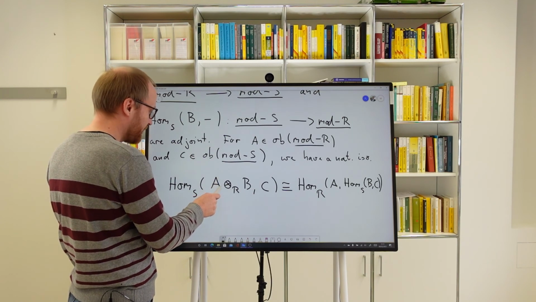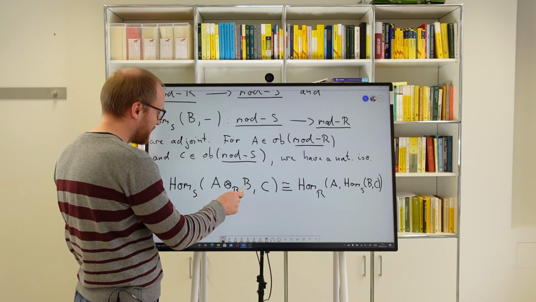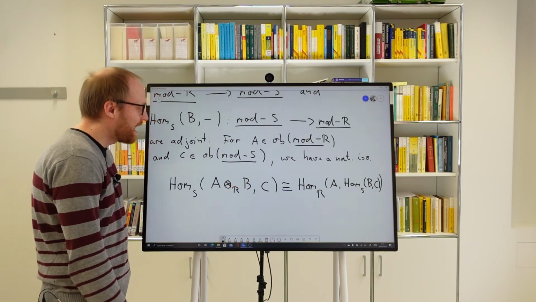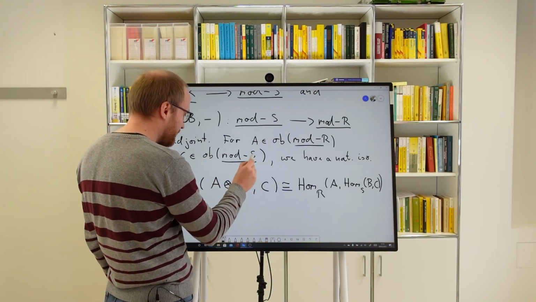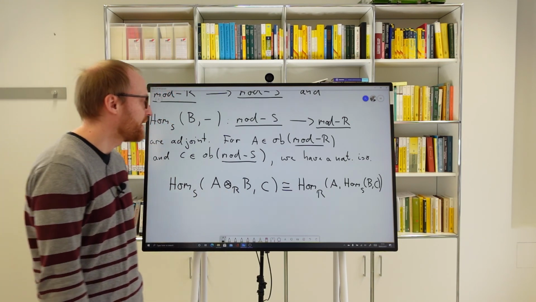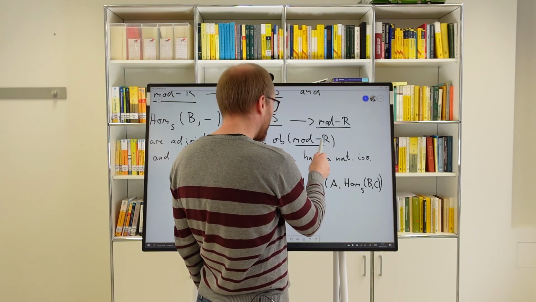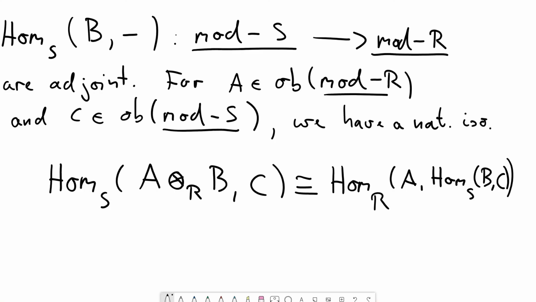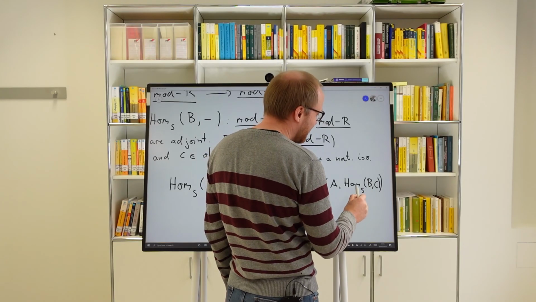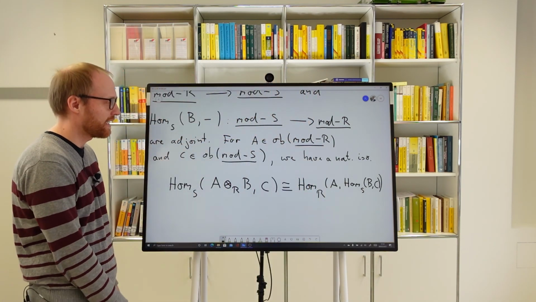A was a right R module. I can form the tensor product with a left R module. B is a left R module, but at the same time a right S module, and therefore I've got a right S module action on this tensor product. C was by definition a right S module, so I can consider the S module homomorphisms here, so it looks correct. And on the other side, A was supposed to be a right R module. B is considered here as a right S module, and so is C. And since B still has this left R action, I get a right R module structure on the Hom set, so I can consider homomorphisms of right R modules on the right-hand side, and this also works.